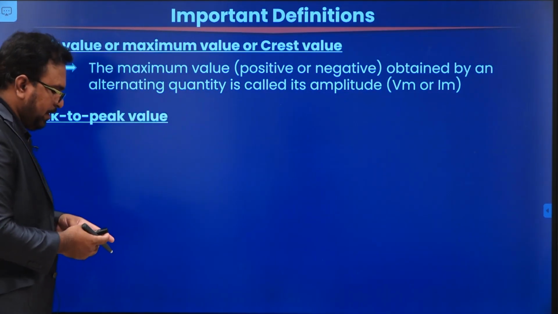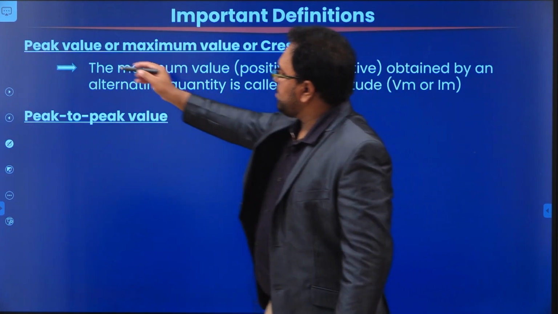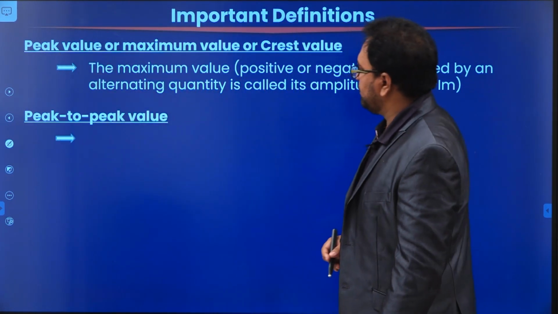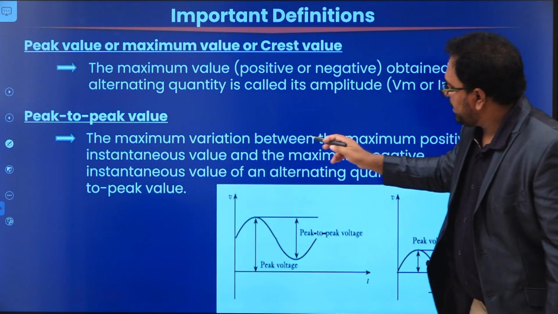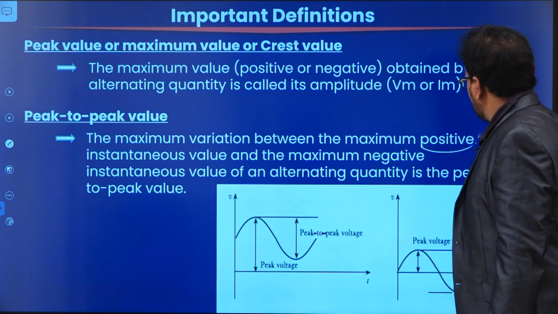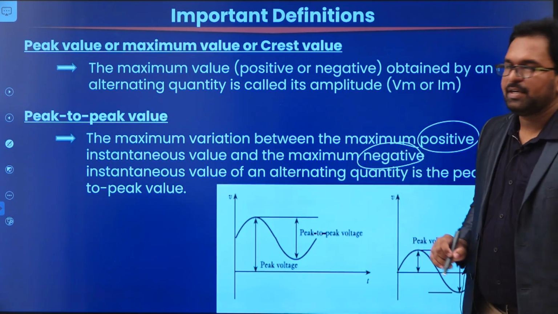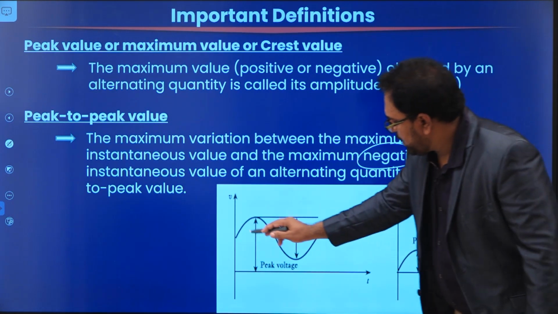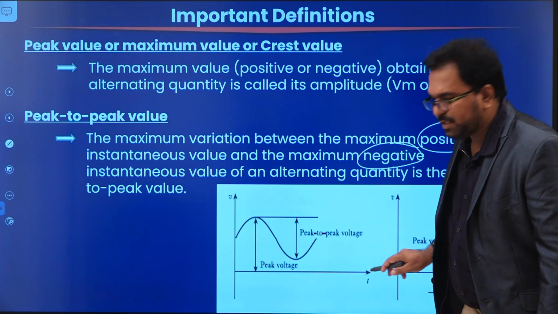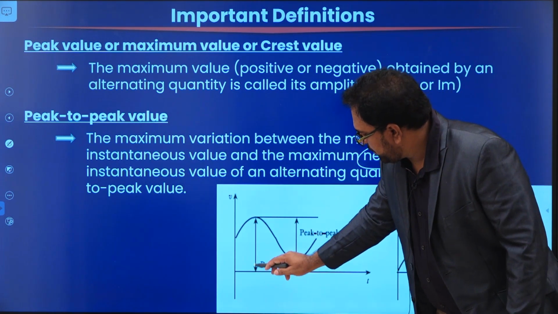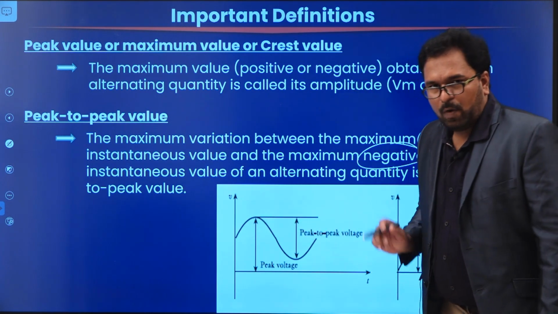Next one, peak to peak value. So what is peak to peak? Already I explained the peak value, that is the maximum value. Now coming to peak to peak, it is the maximum variation between the maximum positive value and the maximum negative instantaneous value. So if you see the waveform here, what is the peak value? Always the peak value is measured from the x-axis. So starting from here, this is the maximum value or peak value. Now what is peak to peak?